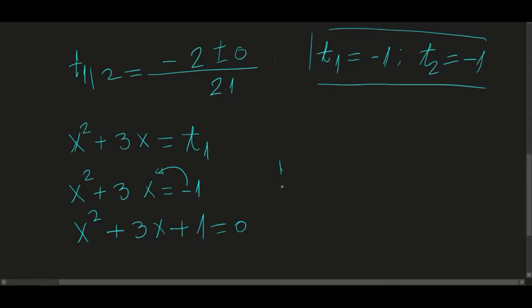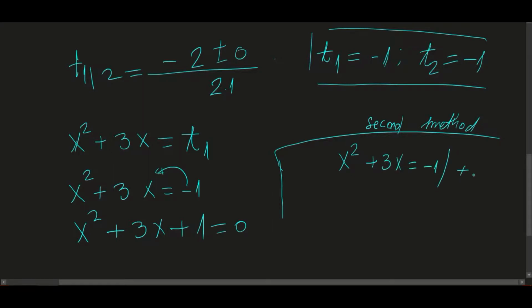They say this is the second method. Some teachers say that on all this equation we can add +1. They say x² + 3x + 1, and here -1 plus 1, this all is 0, so x² + 3x + 1 is equal to 0. However, this is the second method.